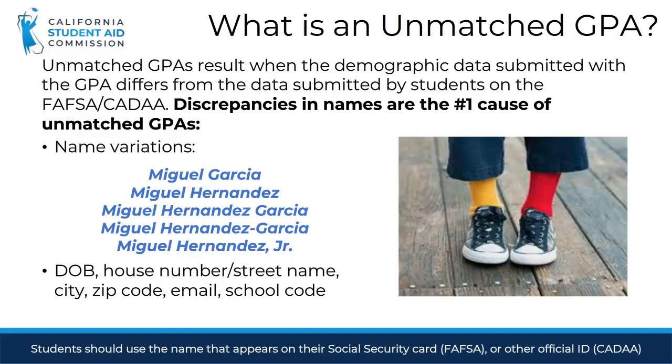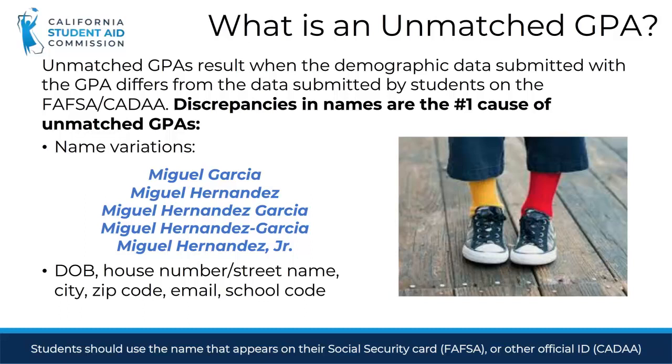Students will sometimes input their date of birth incorrectly too. In the US, the common format for date is month, day, year, whereas other parts of the world may use day, month, year format. Discrepancies in other demographic data, such as house number and street name, city, zip, or other items will cause GPA mismatches as well, so it is essential that schools are resolving all unmatched GPAs.